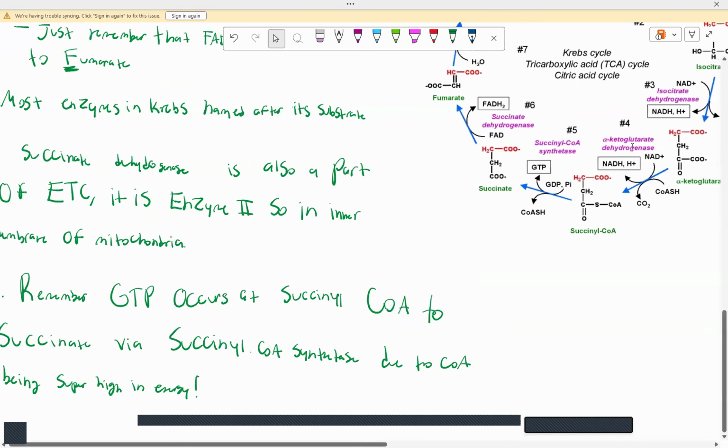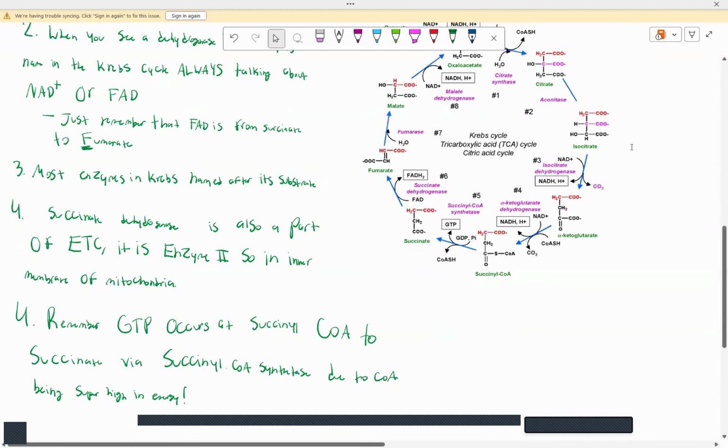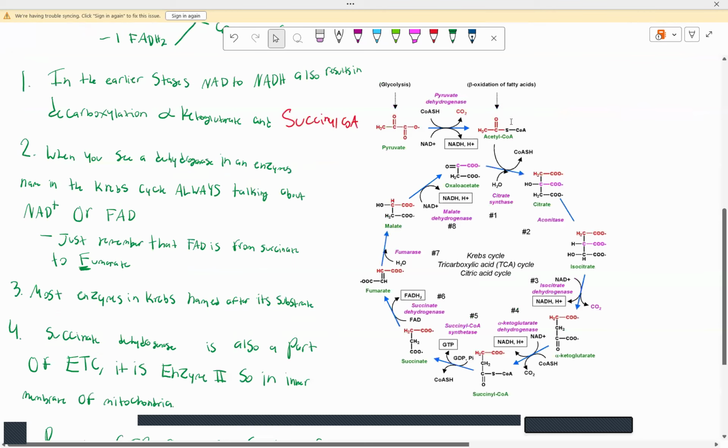That's kind of all I want to talk about for the Krebs cycle, also known as the citric acid cycle. Hopefully that makes some sense. And just remember, don't try and kill yourself over trying to remember all of this fun stuff.